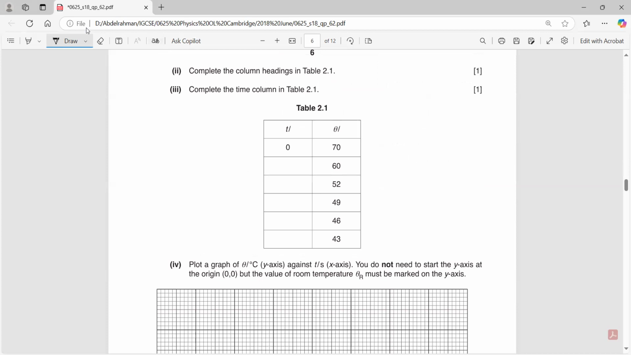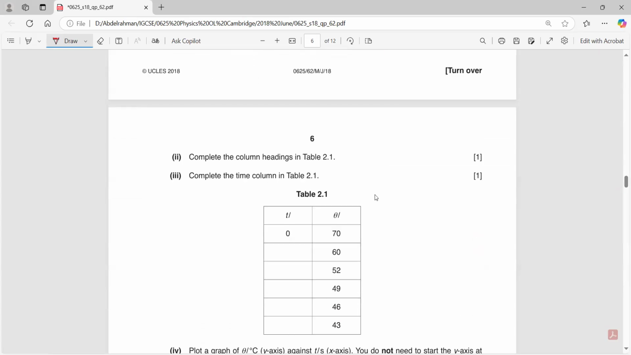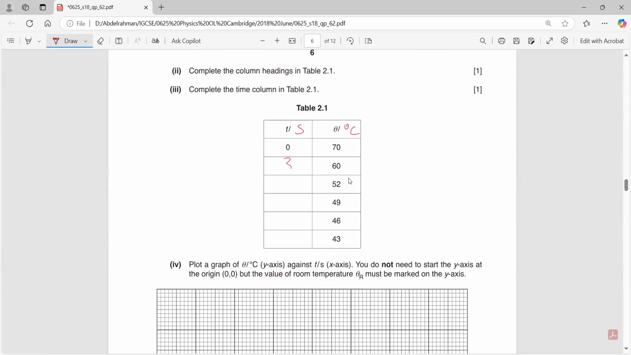Now I have a table. I need to complete the column headings and the time column. The column headings are quite easy because the time is in seconds. How do we make sure that the time is in seconds? She takes the reading every 30 seconds. So time is in seconds and the theta is in degrees Celsius. We started off with 0 and then we increment 30, 60, 90, 120, 150 seconds.